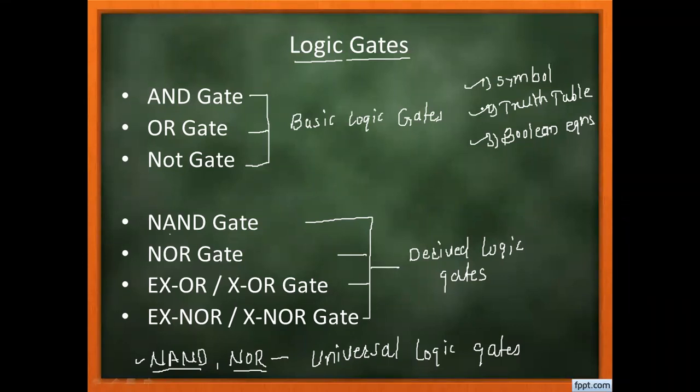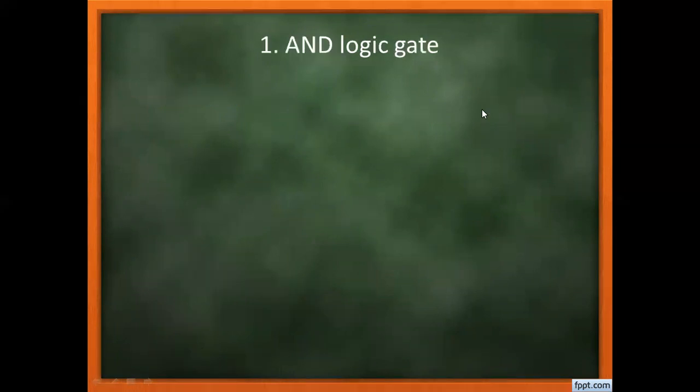Okay, so let's discuss the first basic logic gate. We call it a basic logic gate. Why do we call it a basic logic gate? Because this is the basic building block of a digital circuit. We call it a basic logic gate, the first logic gate.